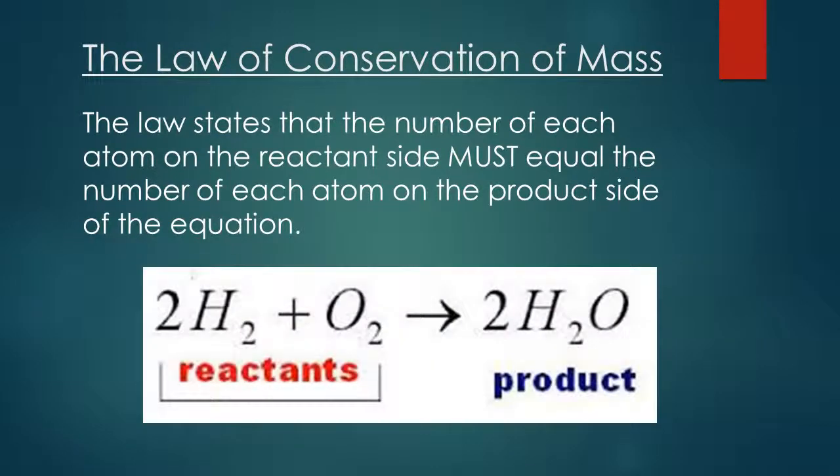In this example, you can see that the number of atoms on the left hand side is equal to the number of atoms on the right hand side, which is the product side.